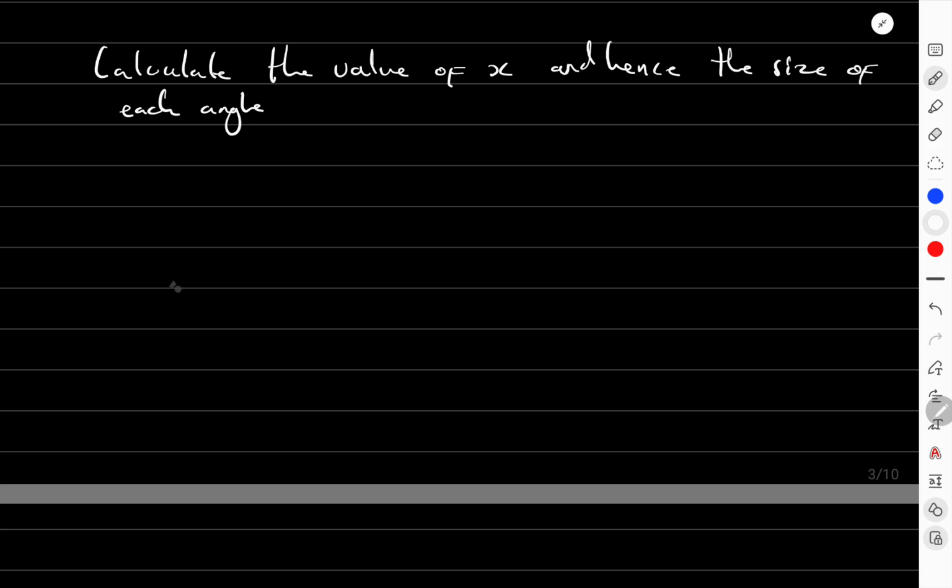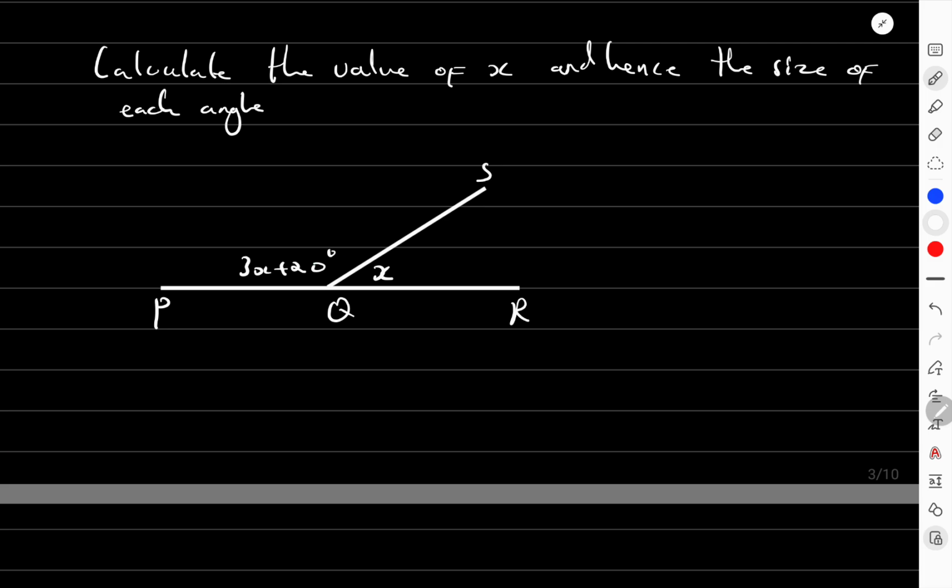I'm given P Q R as my diagram. I have the unknown angle here which is x. I have 3x plus 20 as the angle, 20 degrees as the angle that is formed over there. Now I know what is a straight line. A straight line is a line that does not curve. But then if I were to draw SQR, it was going to appear like this. And if I was to draw PQS, it was going to appear like this.